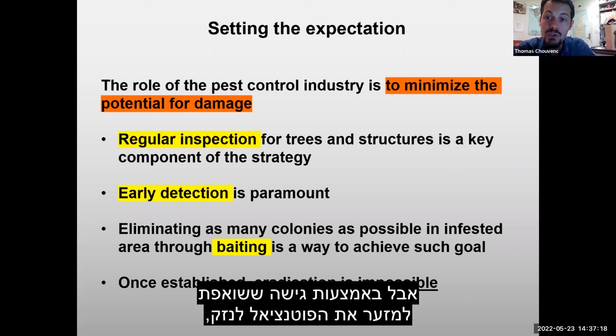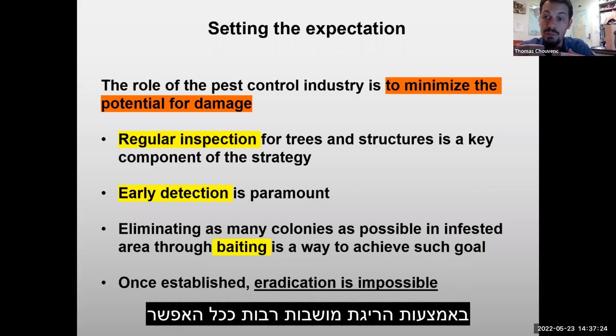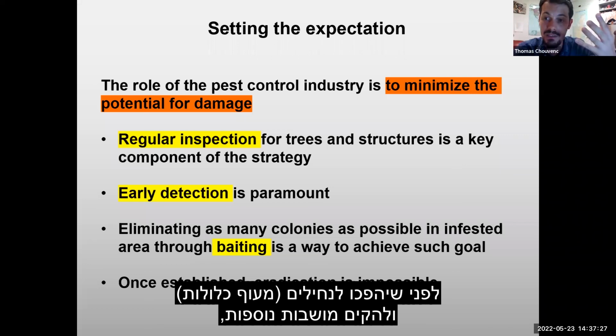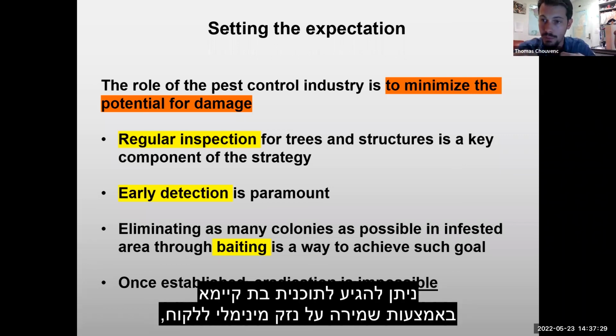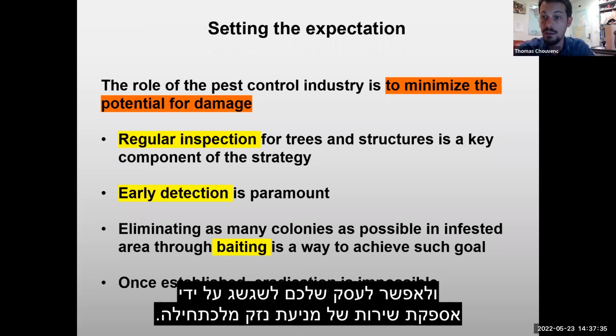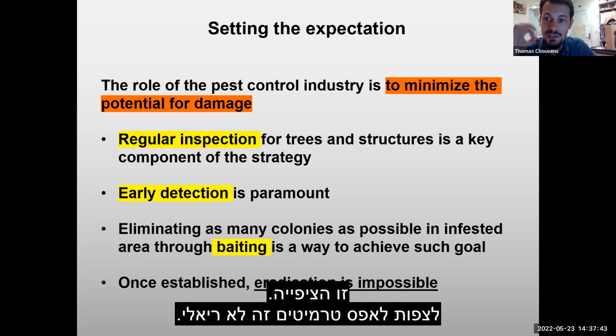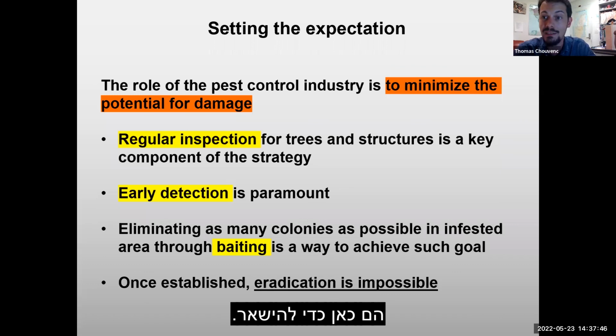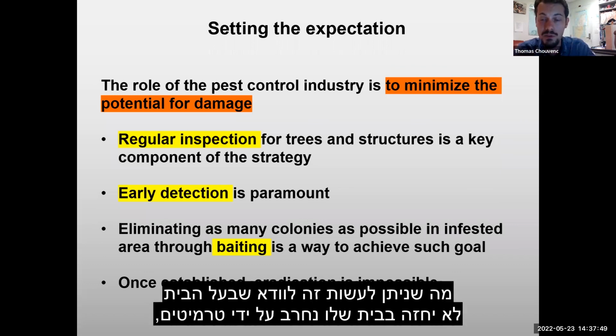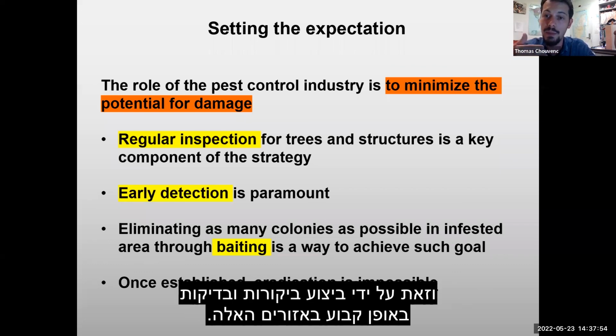But with an approach of minimizing potential for damage by killing as many colonies as possible before they get a chance to swarm and make more colonies, you can reach a sustainable program by keeping the customer with a minimal amount of damage and allow your business to thrive by providing a service to prevent damage in the first place. This is the expectation. Zero termites is unrealistic. They're here to stay. All you can do is make sure that the homeowner doesn't get their house destroyed by termites by doing proper inspection regularly in these areas.